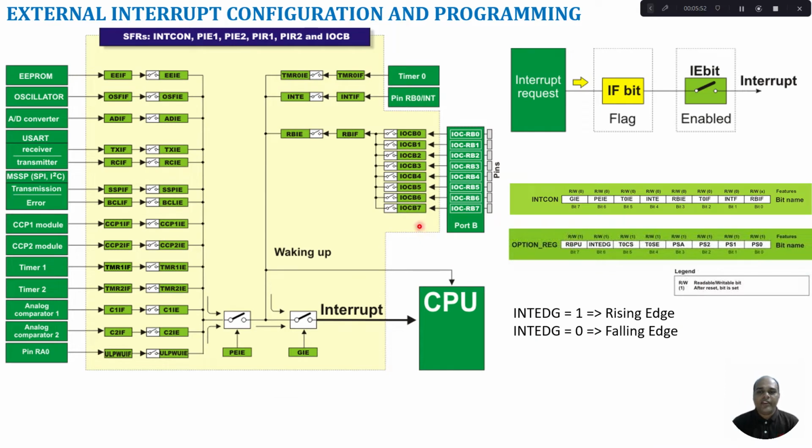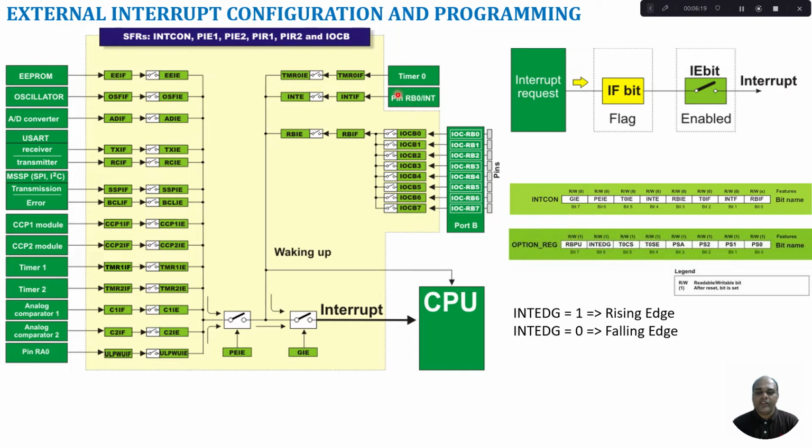So there are different interrupts supported by your PIC microcontroller. Here you see a lot of peripherals like EEPROM, oscillator, A to D converter, USART, MSSP modules, CCP modules, timer modules, comparator modules, timer 0, port B change interrupt. So here in this tutorial I am talking about this RB0 INT pin, where I can connect an external peripheral.